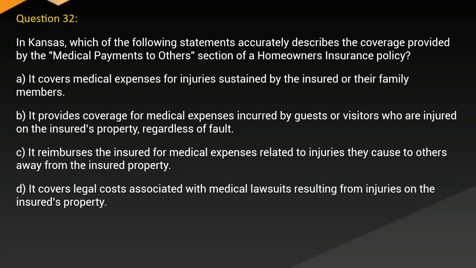Question 32. In Kansas, which of the following statements accurately describes the coverage provided by the medical payments to others section of a homeowner's insurance policy? A. It covers medical expenses for injuries sustained by the insured or their family members. B. It provides coverage for medical expenses incurred by guests or visitors who are injured on the insured's property, regardless of fault. C. It reimburses the insured for medical expenses related to injuries they caused to others away from the insured property. D. It covers legal costs associated with medical lawsuits resulting from injuries on the insured's property.